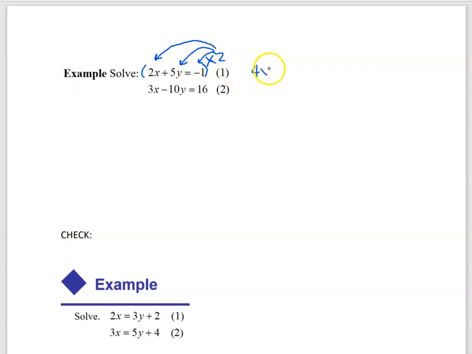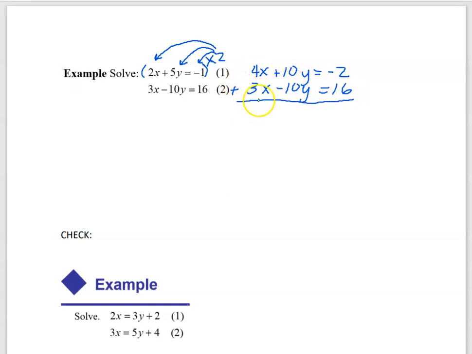So we've got 4x, because we did 2 times 2x, plus 10y, 2 times 5y, and then 2 times negative 1 is negative 2. Now notice we kept the equal sign in the exact same place it was before. I'm just going to write the second equation right below it. Now we're going to take these two and add them together.